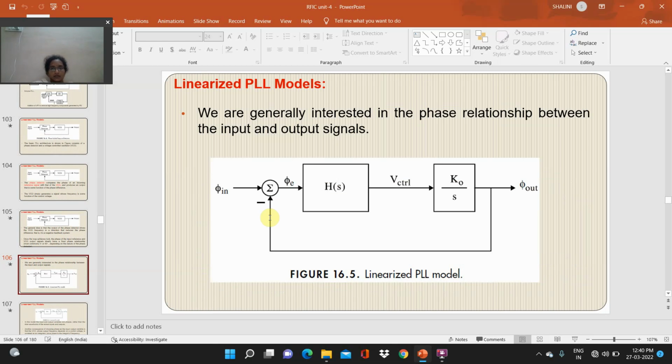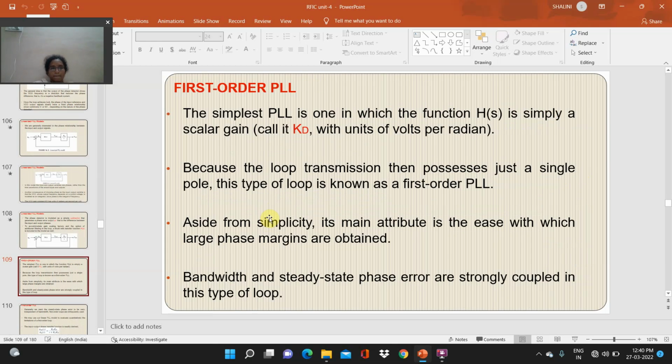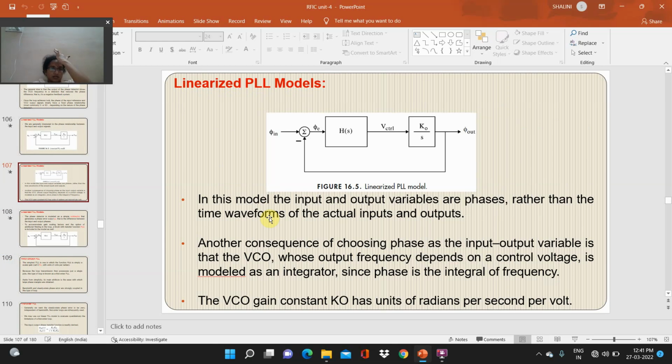We are generally interested in the phase relationship between the input and output signals. In this model, the input and output variables are phases rather than the time waveforms of the actual inputs and outputs. Another consequence of choosing phase as the input-output variable is that the VCO, whose output frequency depends on a control voltage, is modeled as an integrator, since phase is the integral of frequency. The VCO gain constant KO has units of radians per second per volt.